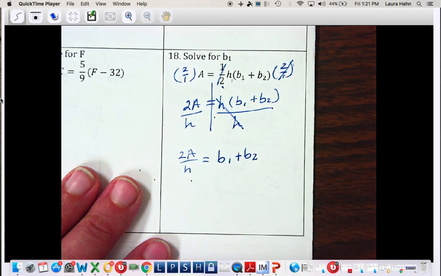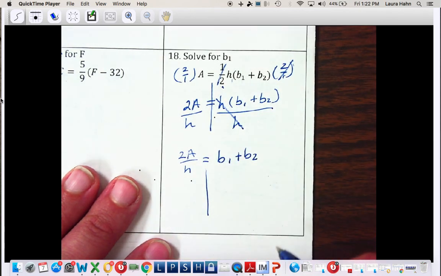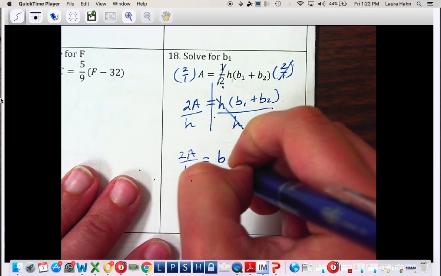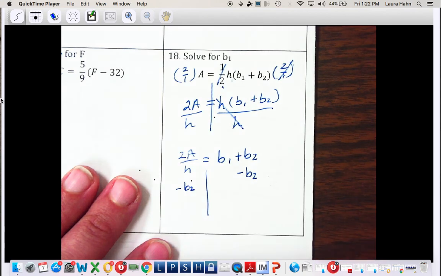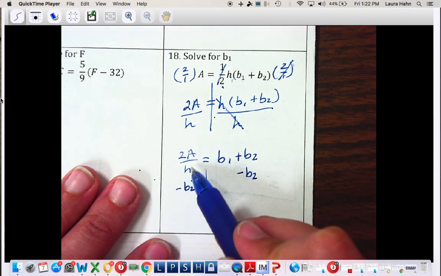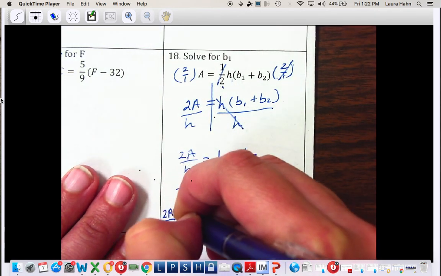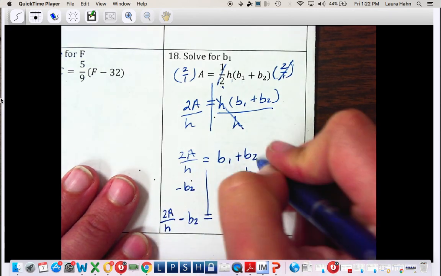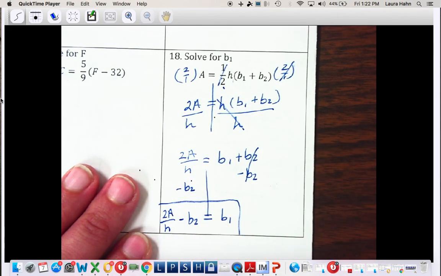All right, so now the only thing I have left is to get rid of this b2. To get rid of a plus b2, I need to subtract b2. What I do on one side, I do on the other. On this side, I can't simplify it, so I'm just going to write everything long ways. So 2a over h minus b2. On the other side, b2's cancel, so b1 falls down all by itself, and we are done.